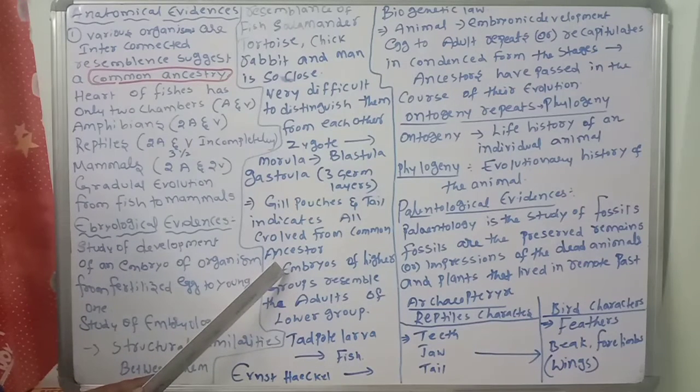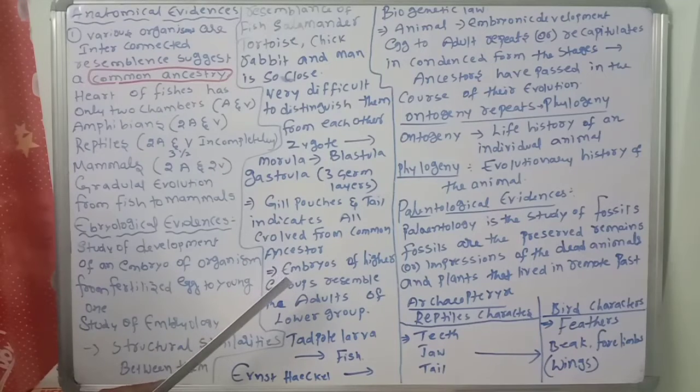Next, this is important. Comparative study of embryos made it evident that embryos of higher groups resemble the adults of lower groups.